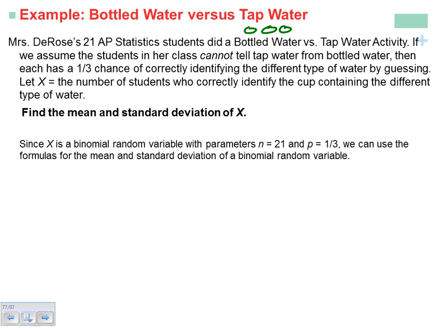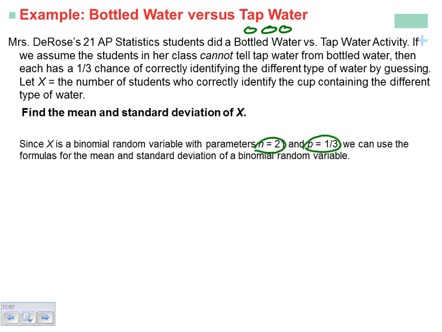Let X equal the number of students who correctly identify the cup containing the different type of water. It wants me to find the mean and the standard deviation of X. Well, this would be a binomial distribution. Probability of success is guessing right. Probability of failure is not. Independent, one guess doesn't affect the next person's guess. You all are independent individuals. There's a fixed number, I have 21. And the probability of success is always the same, 1 out of 3.